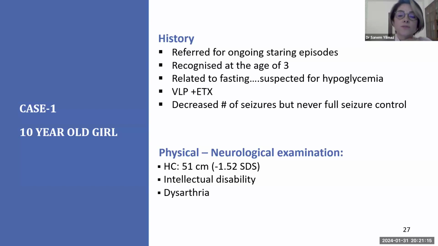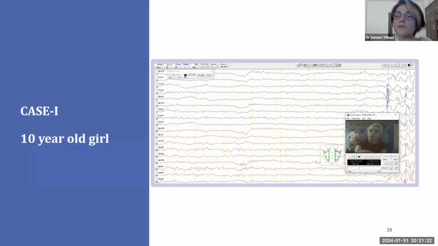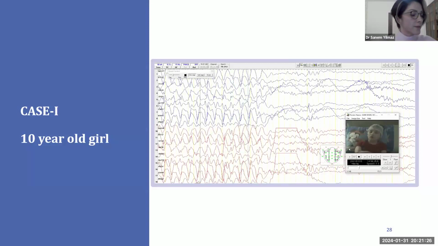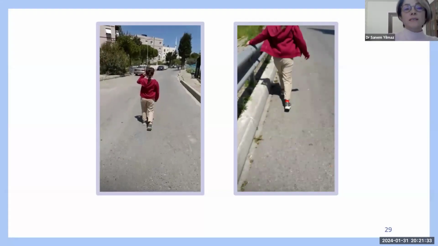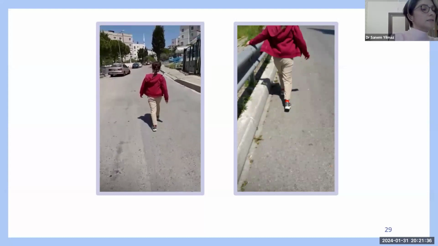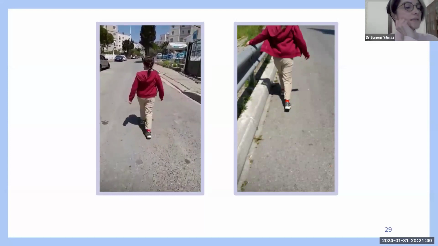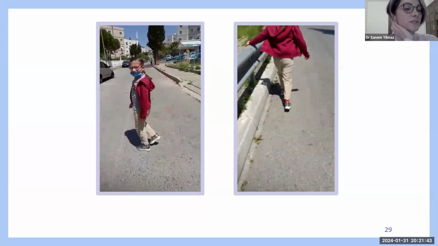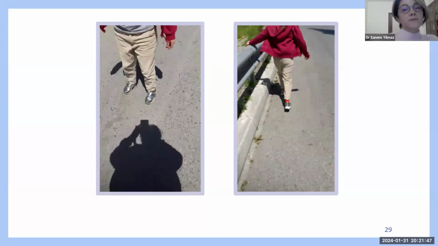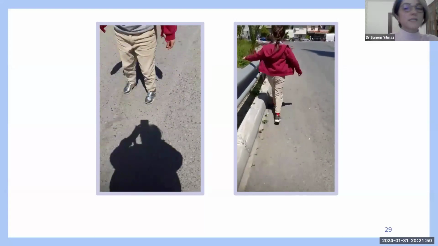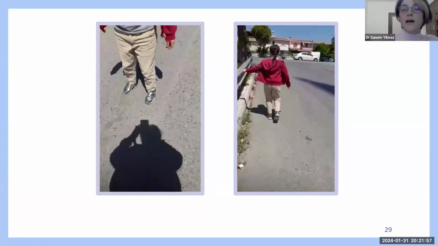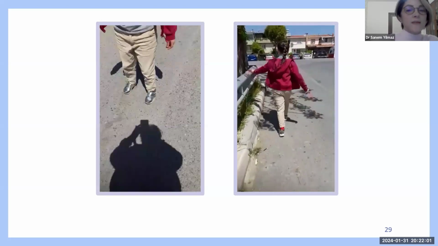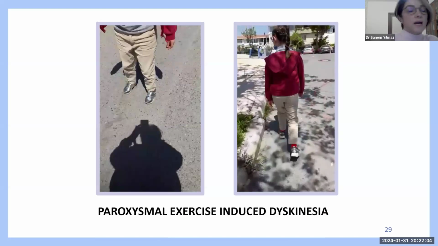Her physical examination revealed microcephaly, intellectual disability, and dysarthria. And the EEG performed revealed the typical childhood absence epilepsy. And also, the mother described some walking abnormalities in this case. She told us that she has some difficulty walking after a specific period of time. In the first video, we saw that abnormal walking, but in the next video, after a while of walking, we can see the dystonic posture of the right arm and right leg of the case. And this was compatible with paroxysmal exercise-induced dyskinesia.